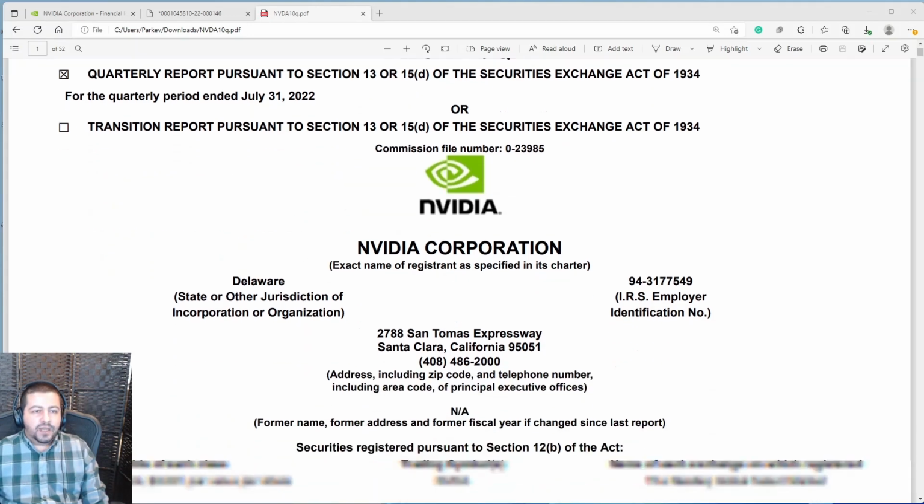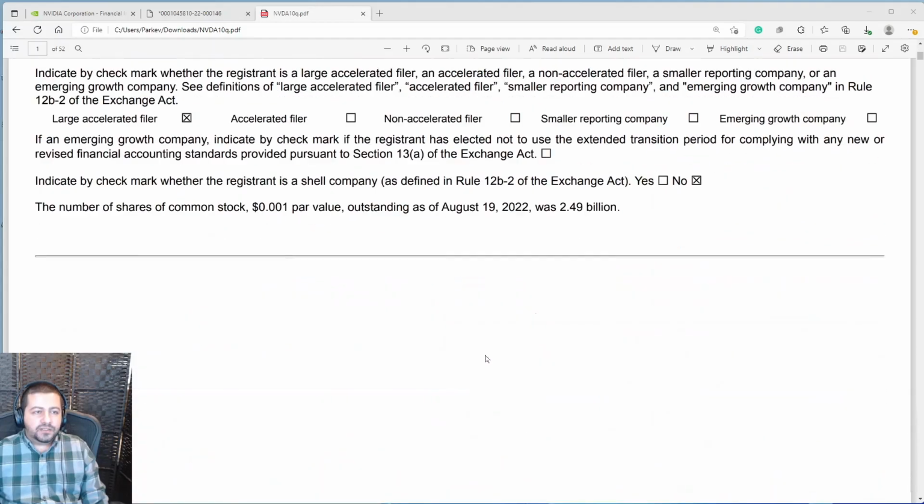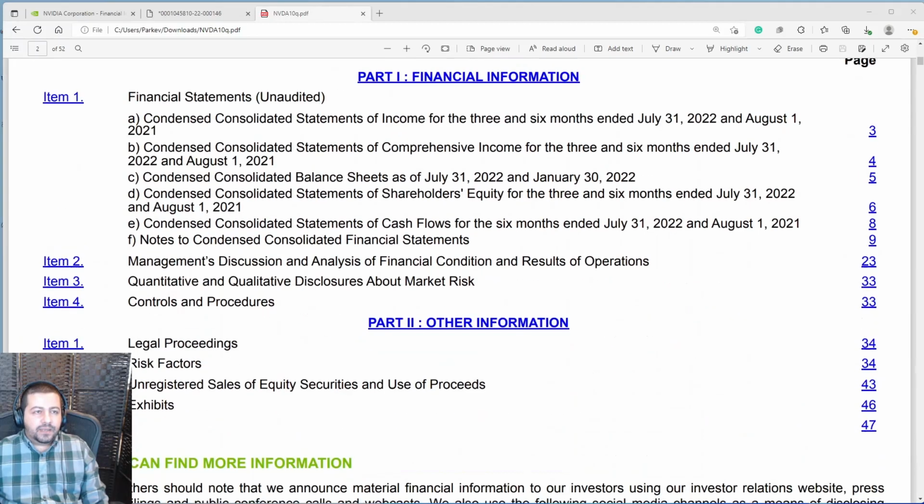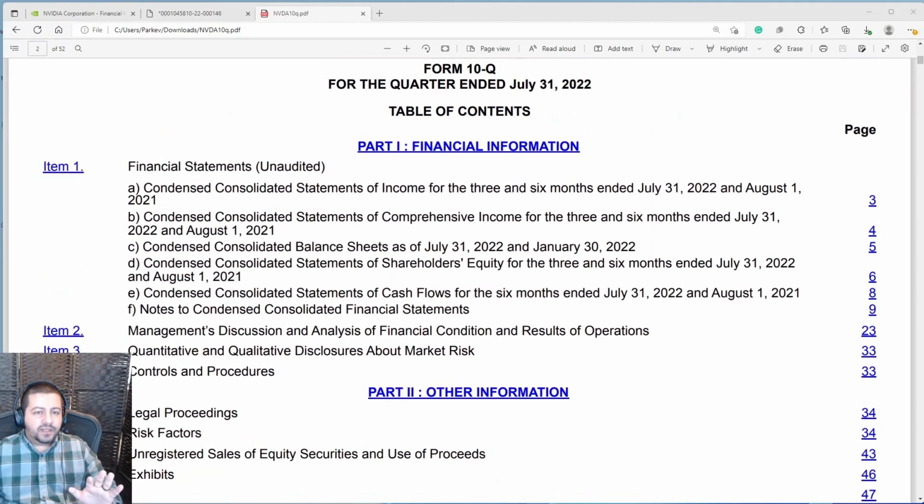Okay, so as you scroll down here, you're going to see a lot of jargon. You can just skip over that, and you're going to see the table of contents here. So for a beginner, I wouldn't advise going through every step and every page of this financial statement. I wouldn't do that, okay? I would just focus on, for Nvidia, going into item 1, which is their financial statements, and then item 2, starting page 23, okay? So let's get right into it, starting with page 3.